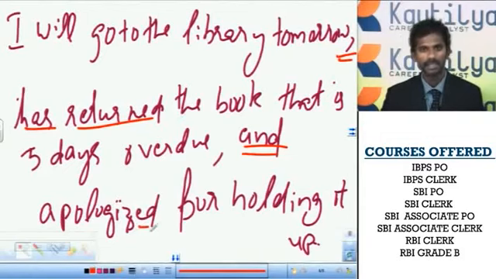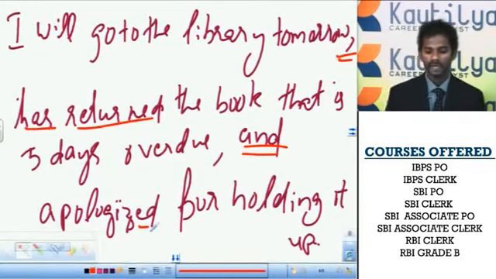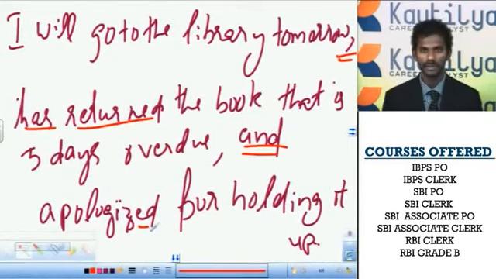So in this sentence there are three ideas. First idea is in the future tense. Second idea is in the present tense. Third idea is in the past tense. There is no tense consistency in this sentence. This sentence is anyways grammatically wrong, right? Fine. Now we shall make it fine in the case of tense consistency. First idea is I will go to the library tomorrow, future tense. So the other ideas must also be in the future tense. Clear? So we'll make it fine.